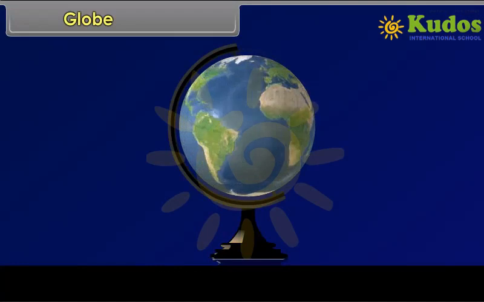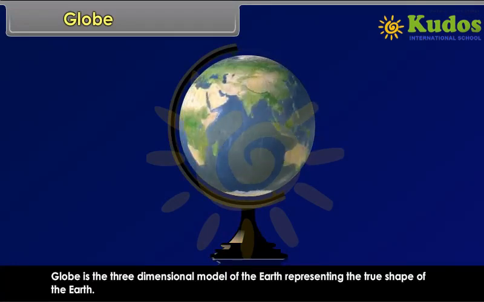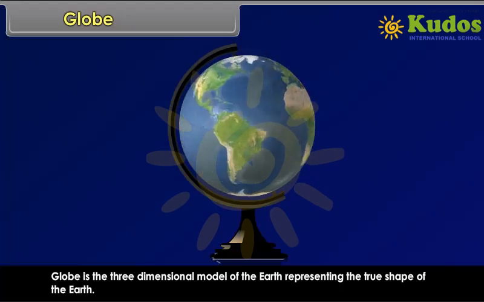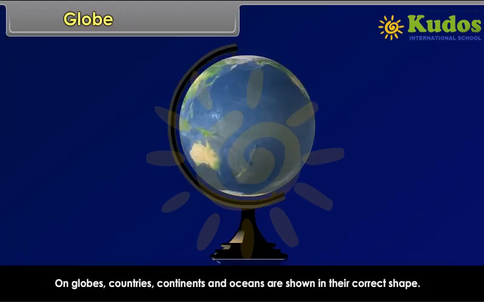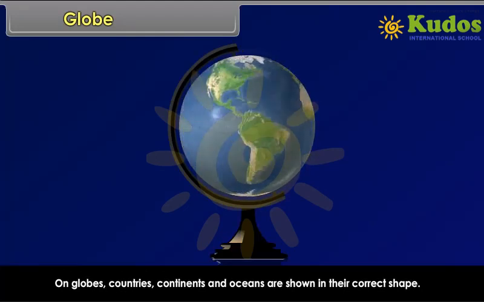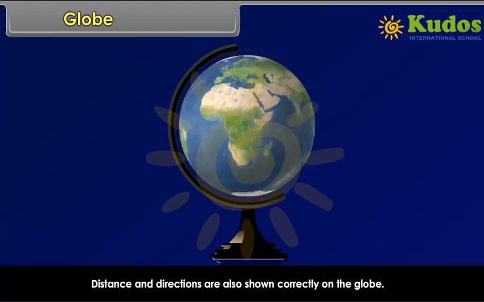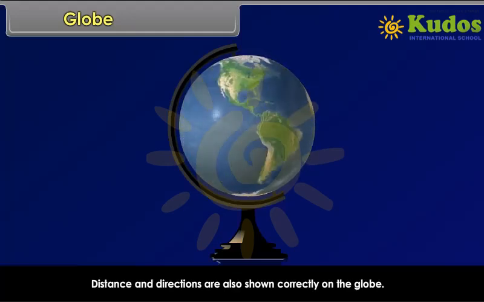Globe. Globe is the three-dimensional model of the earth, representing the true shape of the earth. On globes, countries, continents and oceans are shown in their correct shape. Distance and directions are also shown correctly on the globe.